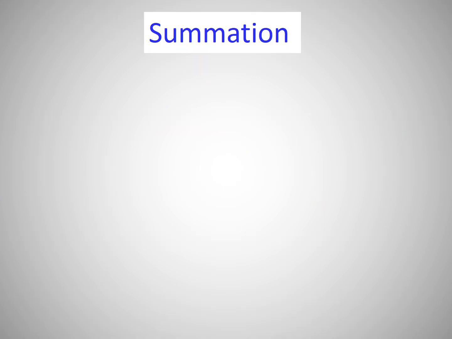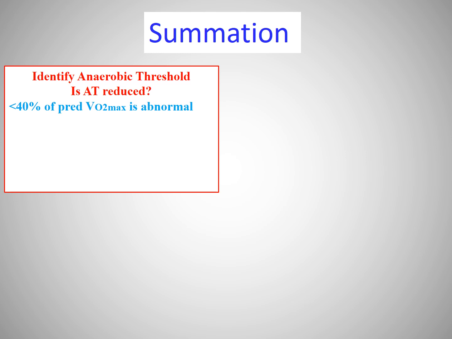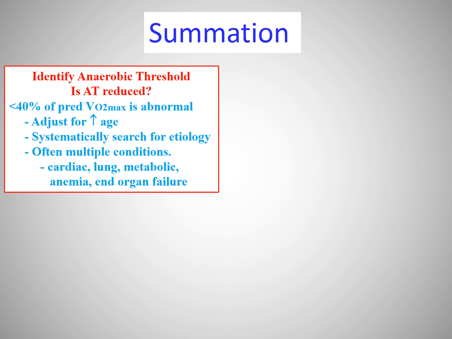Now, to give just a quick overview of what we have talked about, we first demonstrated how to identify the anaerobic threshold. We showed how if the VO2 at AT is less than 40% of the predicted maximum VO2, it is abnormal, but also that the predicted percentage value increases with age. We showed you how there are many causes for reduced AT, and that one needs to have an understanding of the clinical history while systematically going through the categories of possible causes to determine if they may be present. Multiple causes may coexist simultaneously.